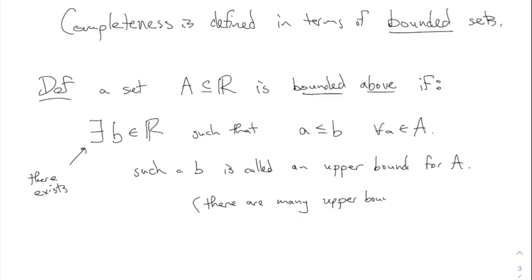Like if B is an upper bound, then B plus 1 is also an upper bound, etc. All right? This is what it means for a set to be bounded above. Can I just say bounded below means the same thing, but right here with a greater than sign rather than a lesser than sign. So I'm going to write it all out, though.